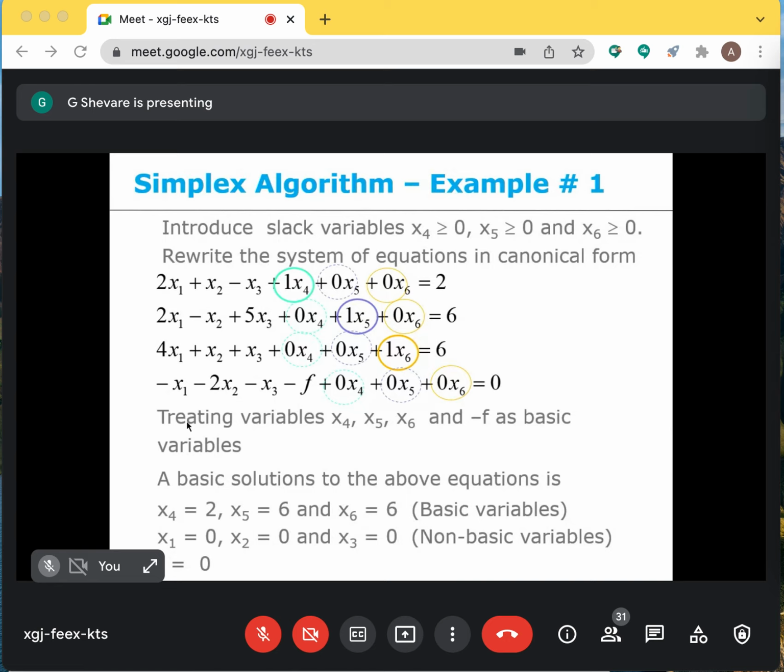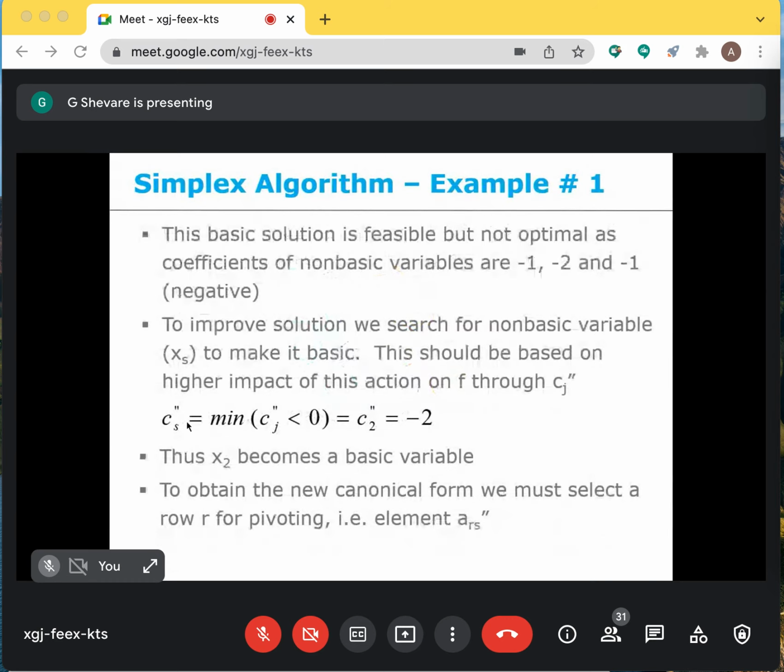Once you do this, you will see the solution to this problem is available directly. For example, x4 will be x2, x5 will be 6, and x6 will be equal to 6. Because this is the basic way, and the contribution of x4, x5, x6 is supposed to be 0, because these are non-basic variables. Remember, non-basic variables we always put equal to 0, and f will turn out to be 0, because it is like any other pivotal variable. This basic solution is feasible but not optimal, as seen from the coefficients.